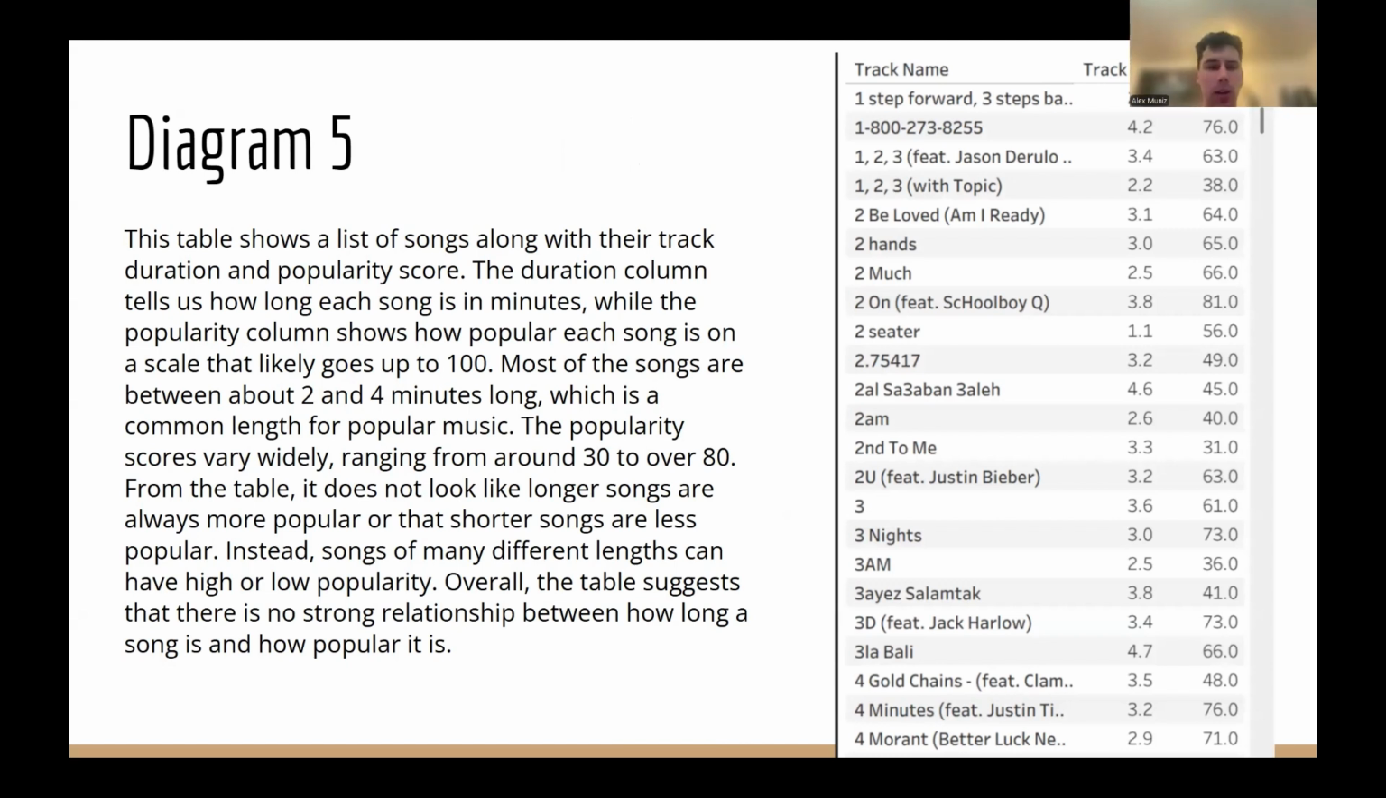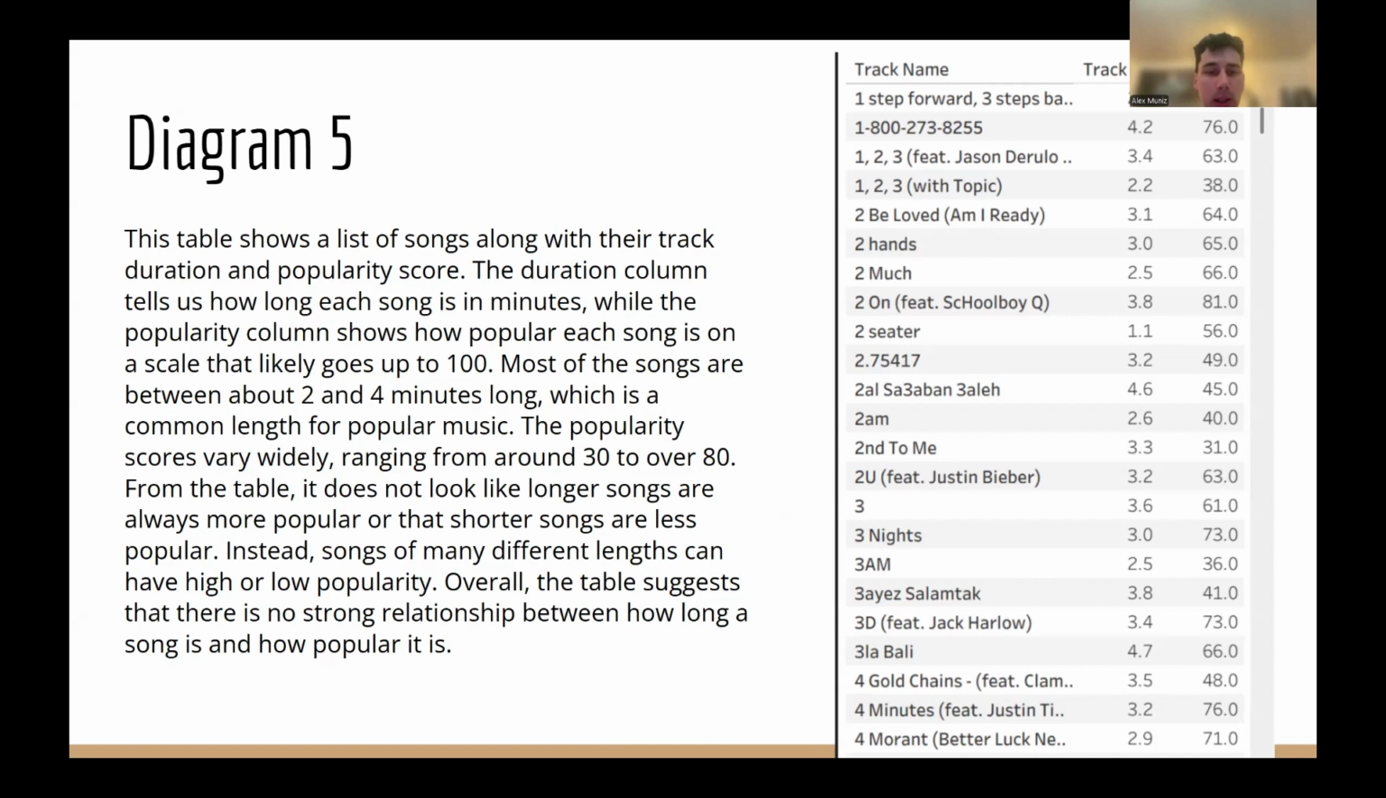This is the fifth diagram. This table shows a list of songs along with their track duration and popularity score. The duration column tells us how long each song is in minutes, while the popularity column shows how popular each song is on a scale that likely goes up to 100. Most of the songs are about 2 to 4 minutes long, which is actually a common length for a popular music song. The popularity scores vary widely, ranging around 30 to over 80.